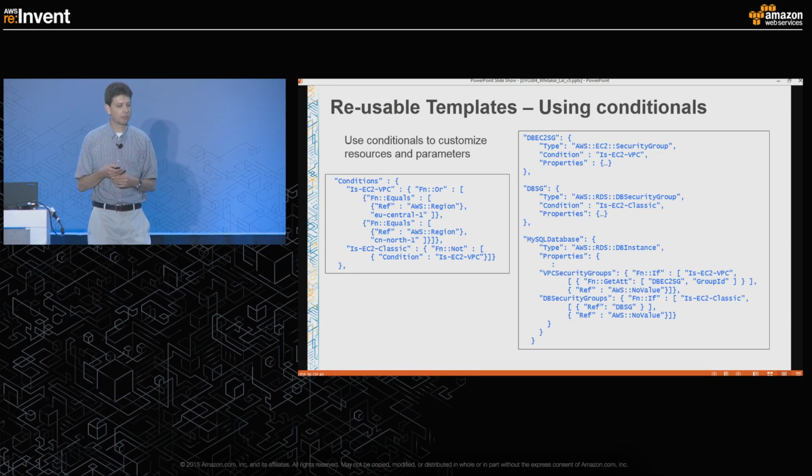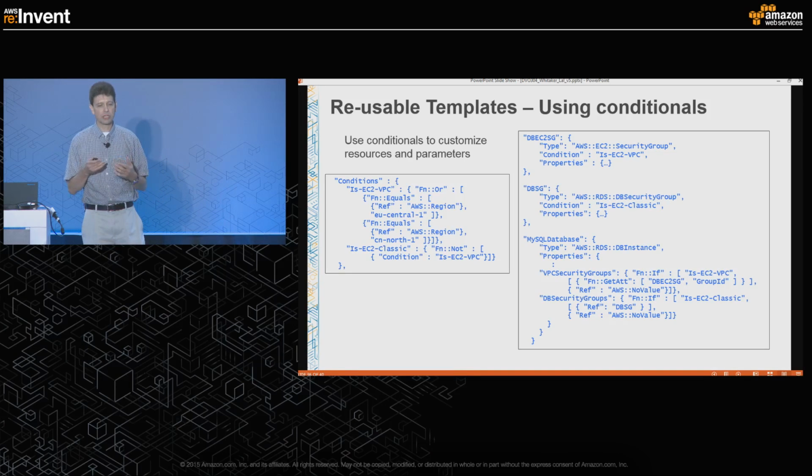So in this case, I'm setting up a condition which says, is this EC2 for VPC, or is this a classic EC2 region? And I'm using some of the conditional functions like or, and, not. We have all of those functions as well as equals to actually describe the conditions under which it's an EC2 VPC environment or it's a classic environment. So in this case, I have it's a VPC environment if the region is EU Central or if it's CN North 1.